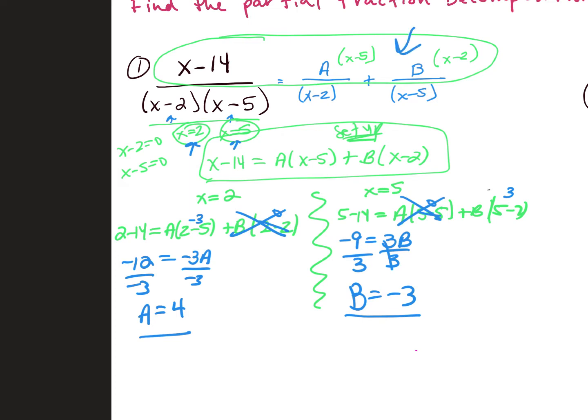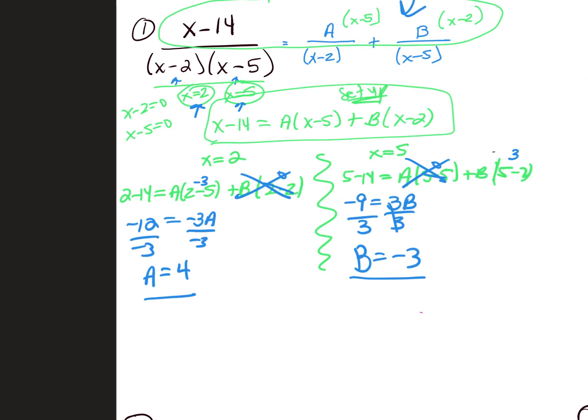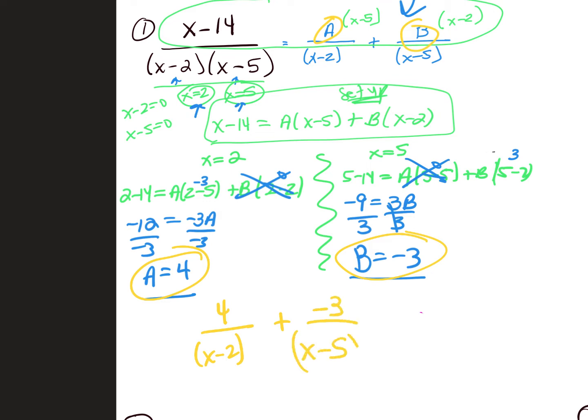So for your final answer, you would substitute in your A here, and you'd substitute in B right here. So your answer would be 4 over x minus 2. Now you can say plus a negative, or you can just say minus. So I'm going to say plus, and then I have negative 3 as my B over x minus 5. And that is the solving part of your partial fraction decomposition.